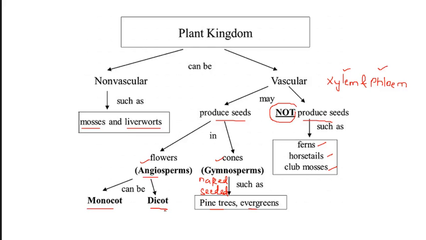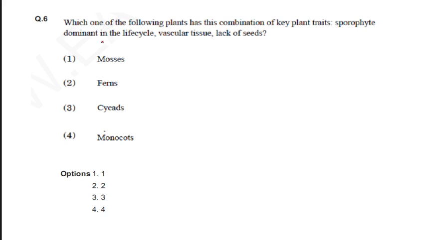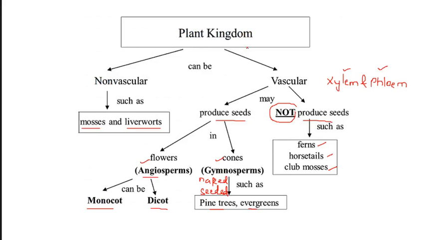So, coming back to the question, what is asked? It is asked that the sporophyte is dominant in the life cycle. Vascular tissue is present, but the seed is not there. Okay, so vascular tissue is present. That means this will not be the case. It will not be mosses and liverworts. Okay, so we have to proceed until before the production of seeds, because the ones which produce the seeds are included under angiosperms and gymnosperms.